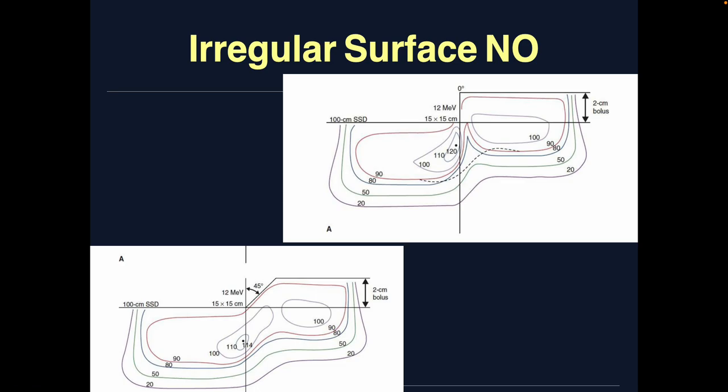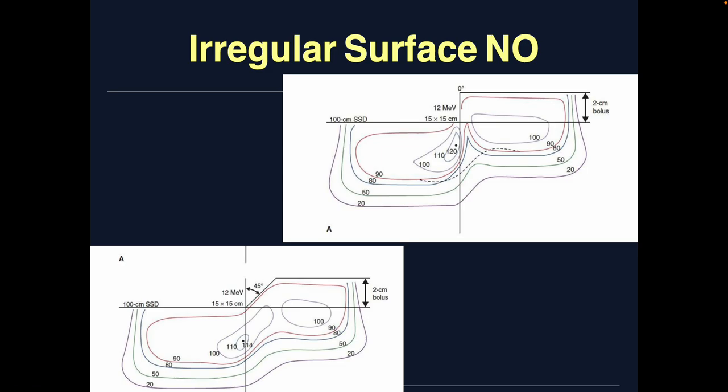So the recommendation here, or what the image or the graph is trying to tell you, is to try not to use a sharp edge of the bolus material. Try to incline the surface by a certain angle, like 45 degrees, as you can see from the lower graph, and this will avoid the hot spot, which you can see in the 20%, and also avoid the cold spot from happening. This is a very important point.